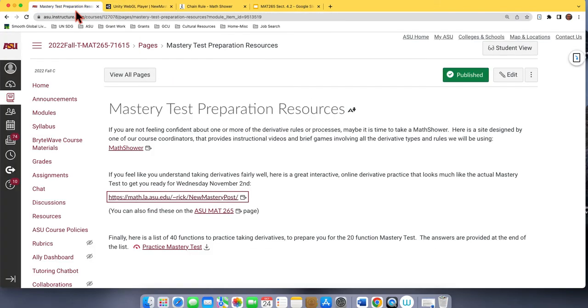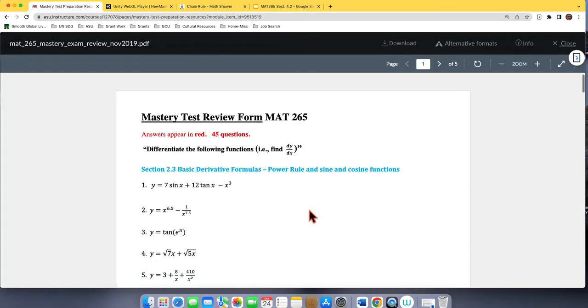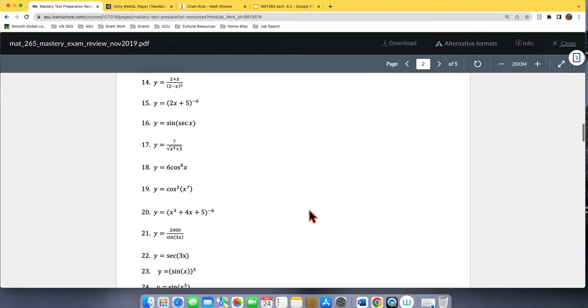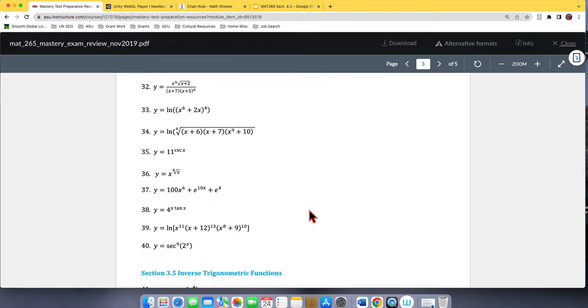And then for those of you who maybe prefer paper and pencil, there's a PDF version with just a bunch of functions to take derivatives of. You don't do the multiple choice. The correct answers are on the last sheets. So that's there as well. You can pull that one up and you'll see it's a PDF with I think about 40 different functions to take derivatives of. The mastery test only has 20. So there are multiple ways to practice and get ready for that.